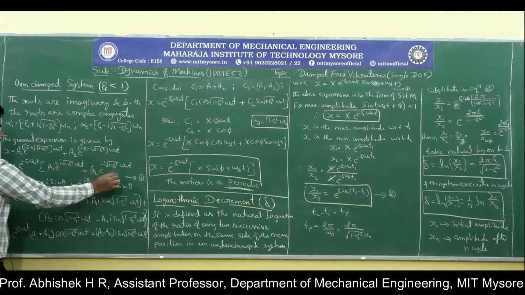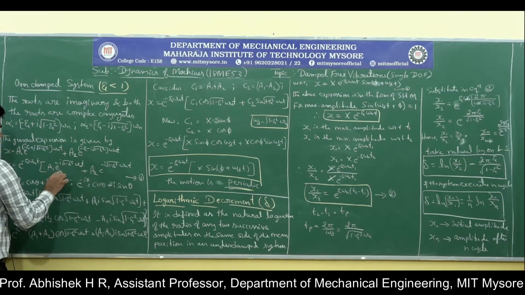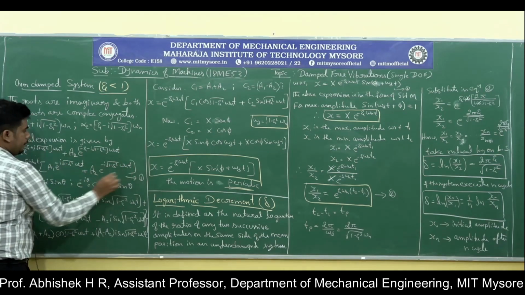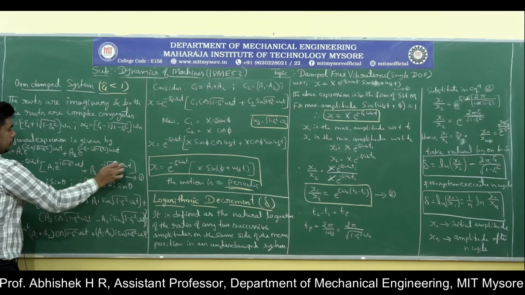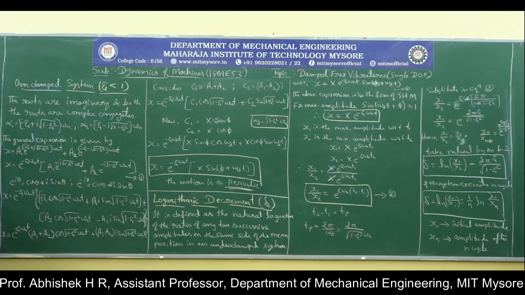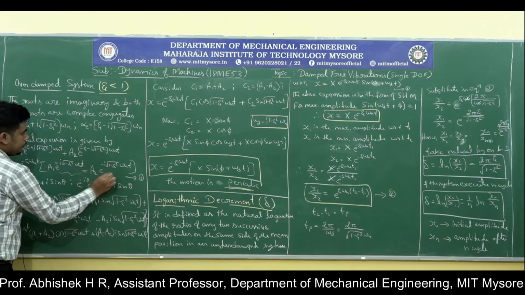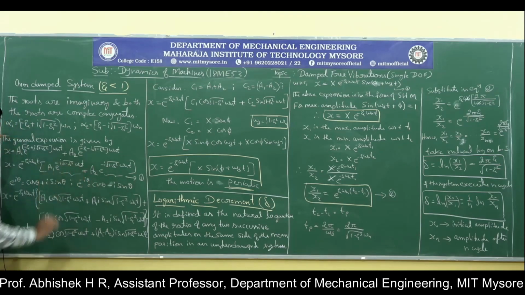The remaining factors are a1 into e to the power of I into square root of 1 minus zeta square into omega n t plus a2 into e to the power of minus I into square root of 1 minus zeta square into omega n into t. I have just taken the e power as a common factor. Now just observe this. This is in the form of e power I theta and e power minus I theta.